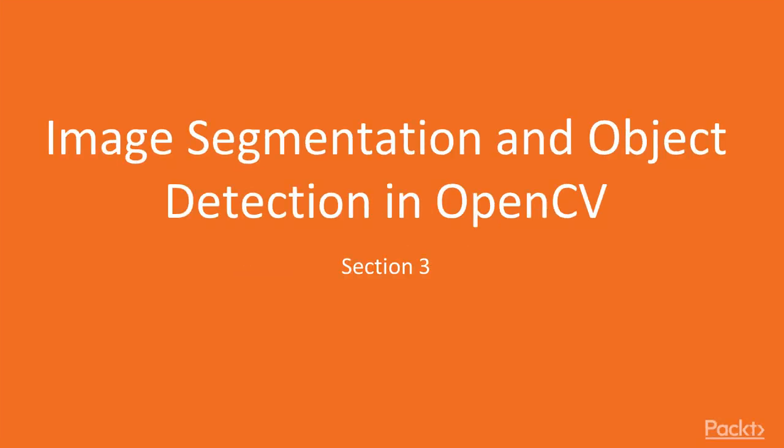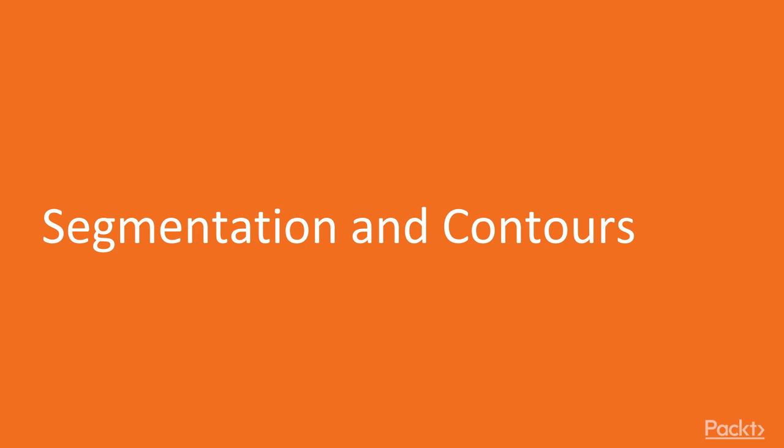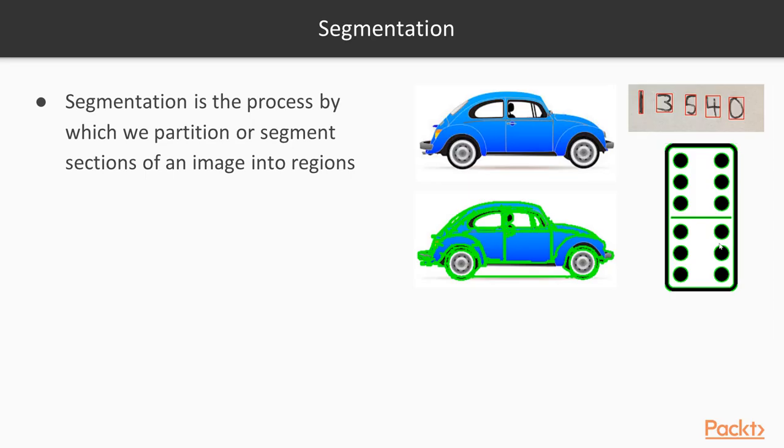Hi, and welcome to Section 3, where we take a look at image segmentation and object detection in OpenCV, where we take a look at segmentation and contours. So what exactly is segmentation? Well, segmentation is a process by which we partition or segment sections of an image into specific regions. And here we have some examples of this.